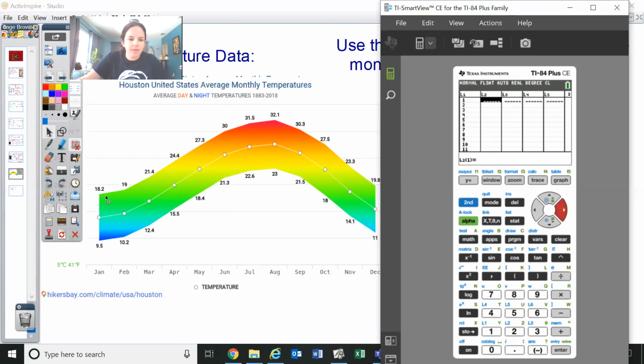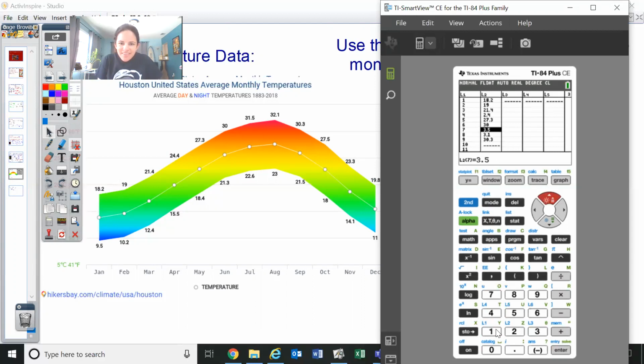Okay. And then in L2, I would want to go ahead and put those maximum monthly temperatures. And this one happens to be in Celsius. So we would go ahead and type 18.2, 19, 21.4, 24.4, 27.3, 30, 31.5, 32.1, 30.3. Oh man, I'm typing too fast for this.